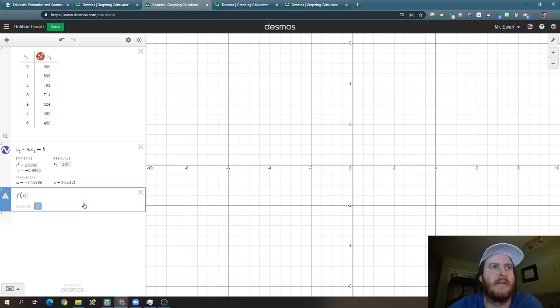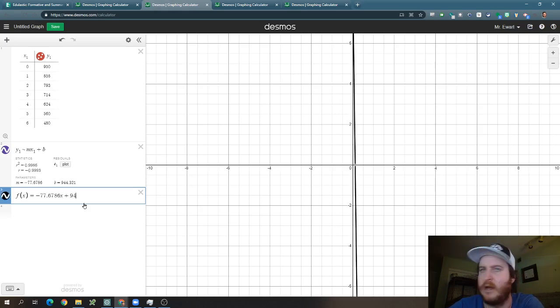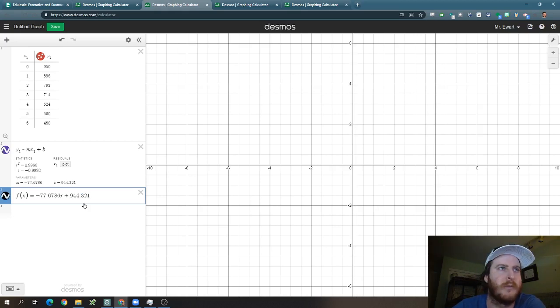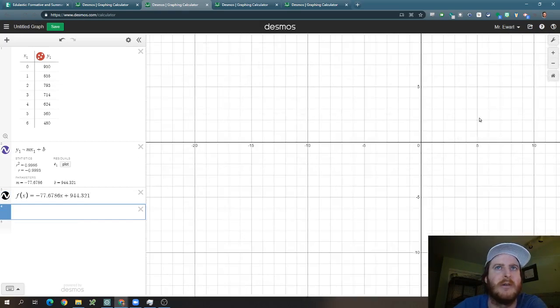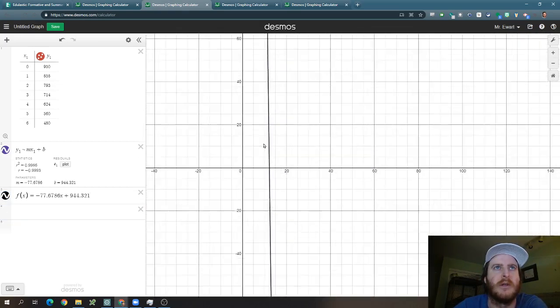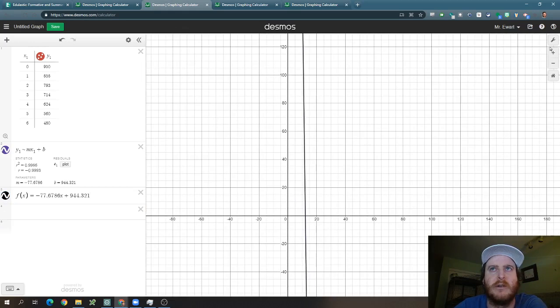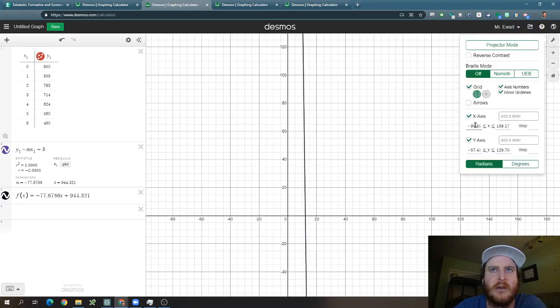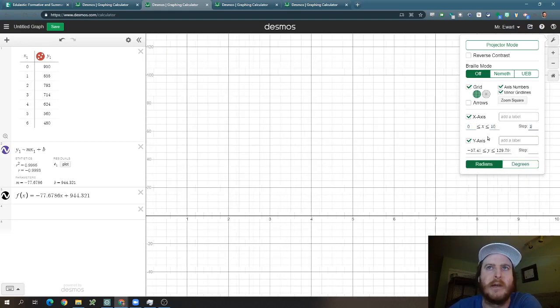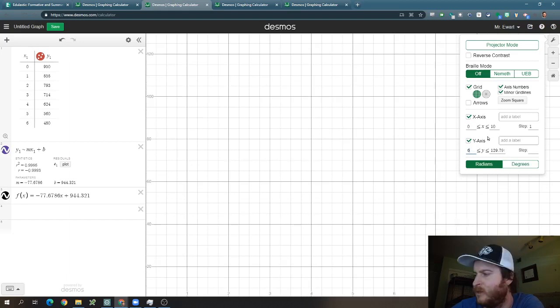So I'm going to start off by doing f of x equals negative 77.6786x plus 944.321. As well, we could zoom out to make sure we can see our data. I like it a little better to do my x-axis from 0 to 10, counting by ones. My y-axis, maybe I go from 950, that's my biggest number.